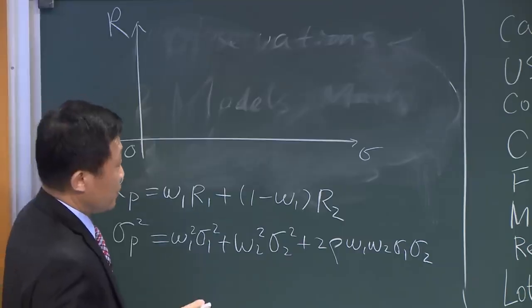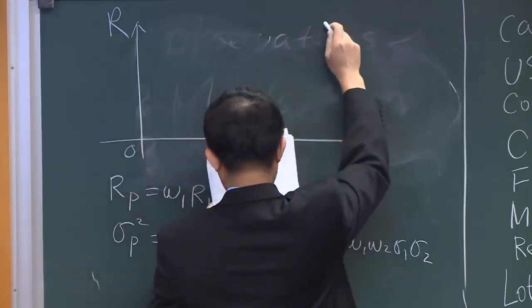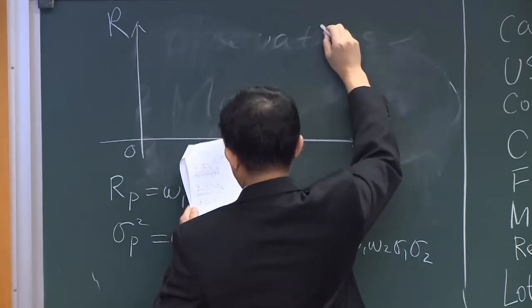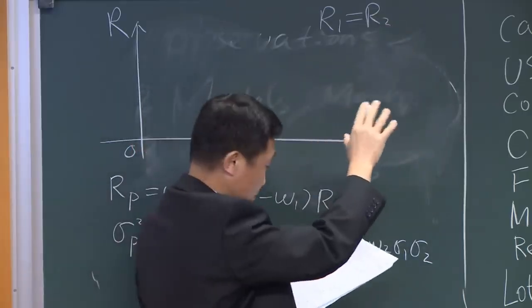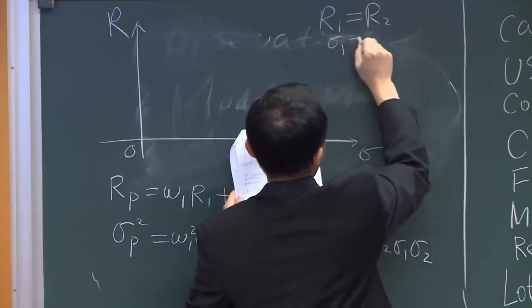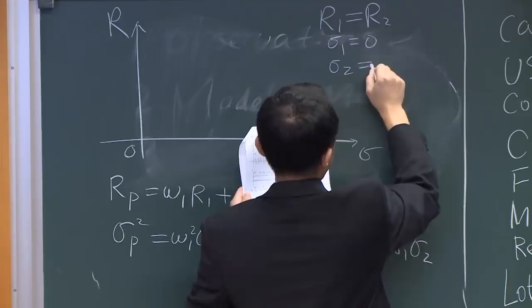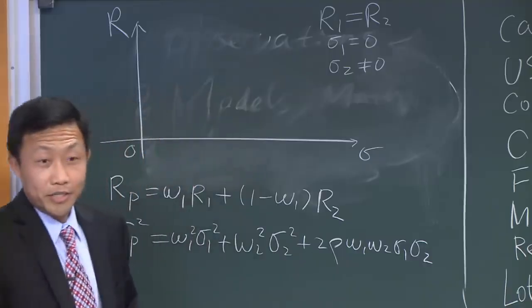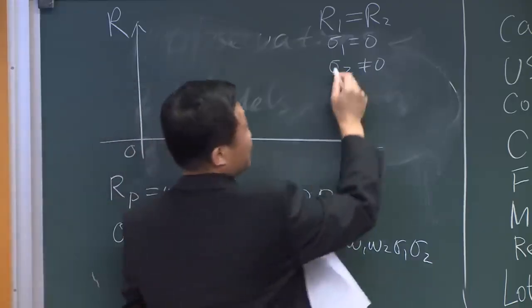So let me give you a further restriction, which is let's consider if R1 equal to R2. Again, here meaning expected return. I'm simplifying some of the notations. And sigma 1 equal to 0, and sigma 2 not equal to 0. What is rho? What is the correlation? 0, right? Because you have no volatility.